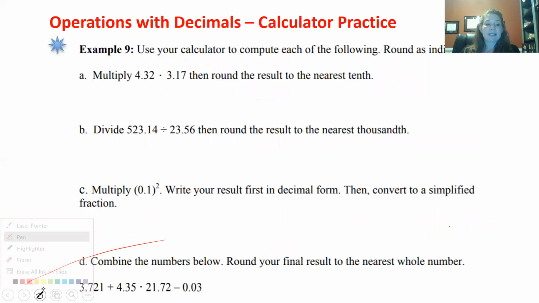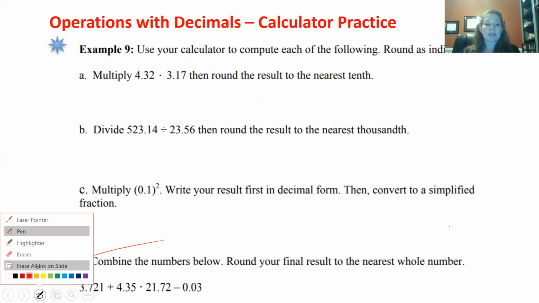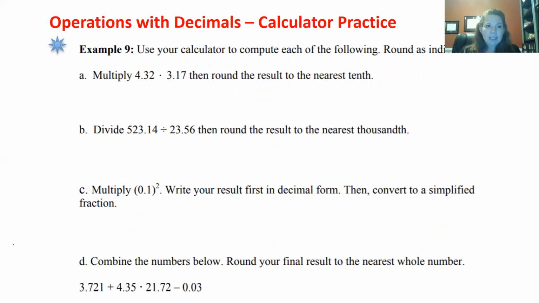All right, so now it tells us to use our calculators. It says operations with decimals. We're going to practice with our calculator. It says to use your calculator to compute each of the following, round as indicated. Of course, that dot right there is a little confusing. It almost looks like a decimal, but it is a multiplication symbol.